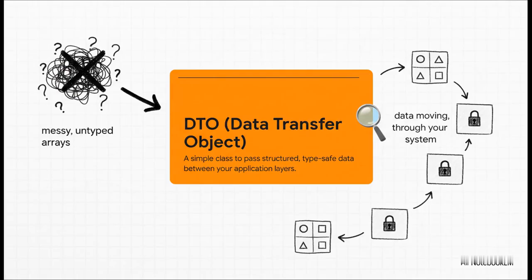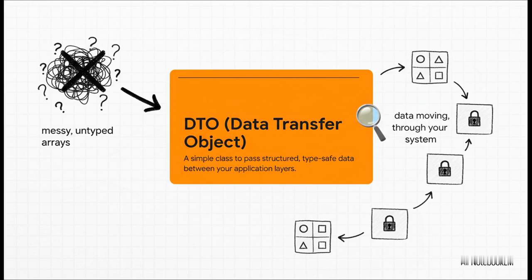Okay, next up, data transfer objects, or DTOs. We've all passed around those messy, untyped arrays where a simple typo in a key can cause a bug that takes an hour to find. A DTO solves that. It's just a simple, predictable class for your data. This gives you type hinting, awesome auto-completion in your IDE, and a really clear contract for the data that's moving through your system.